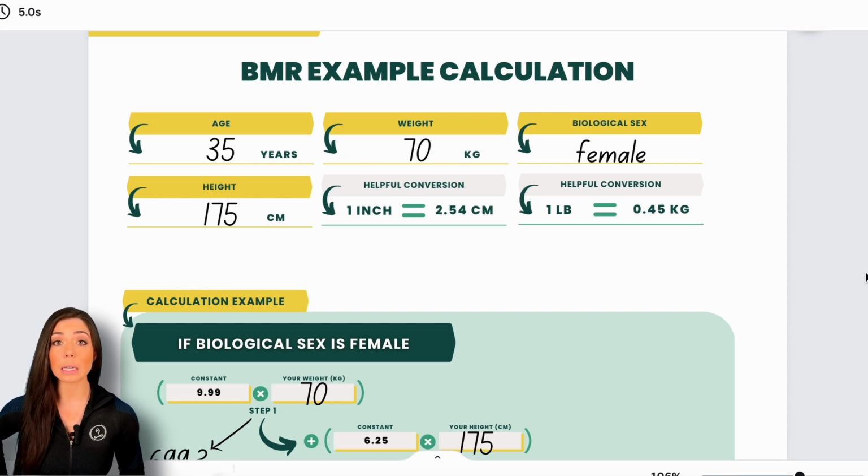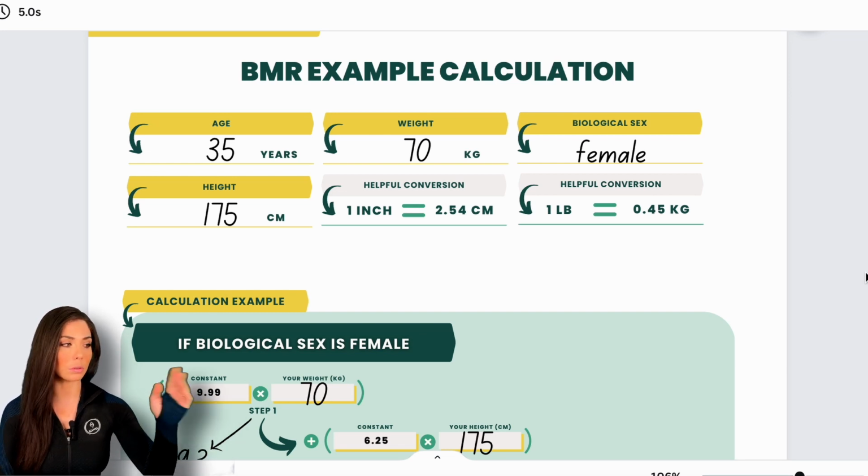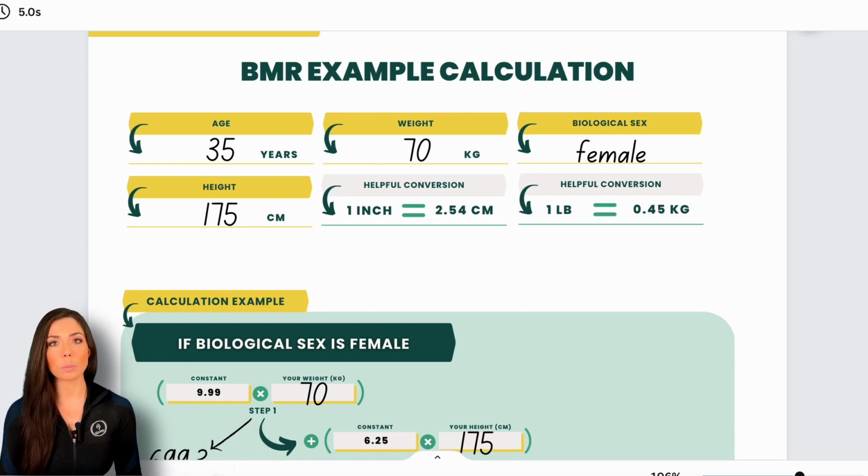Now, the reason why you want to put it in kilograms is because the research for that equation was done in the metric system, because that's what science is. It's metric. I've provided a helpful conversion for you to change your pounds into kilograms if that applies for you. Likewise, you need your height. It is in centimeters. You need to convert it to centimeters. I also have that conversion for you as well. And then you write down your biological sex.